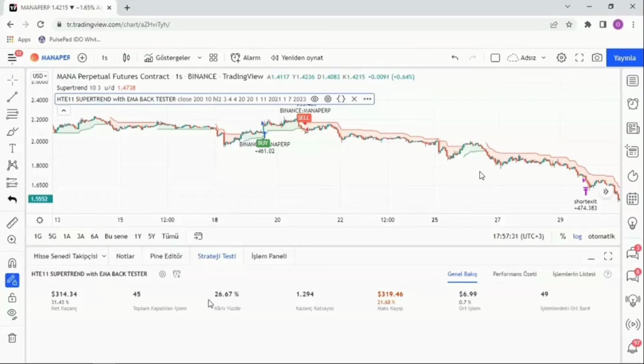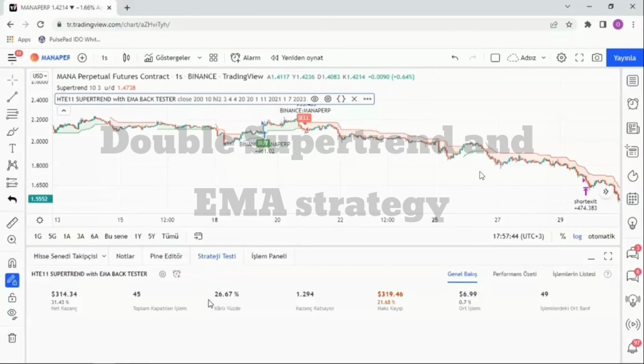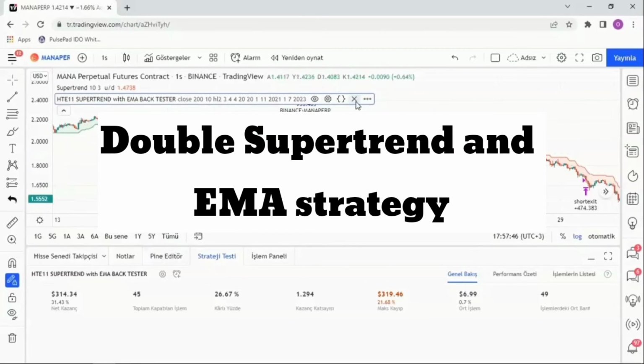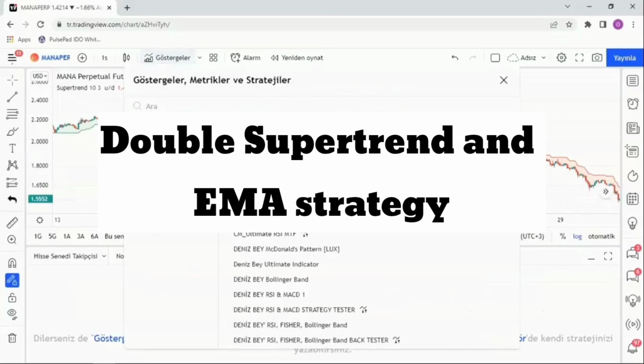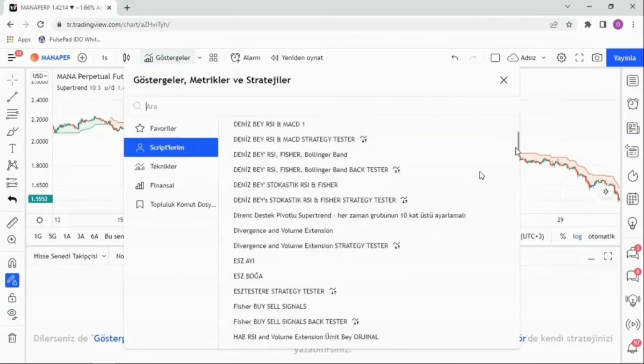These kind of tests show us which indicator works best with which other indicators. That's why testing your strategy is very important. Let's add EMA to our double Supertrend strategy and see if it improves the results or not. Let's put the strategy tester on the screen.